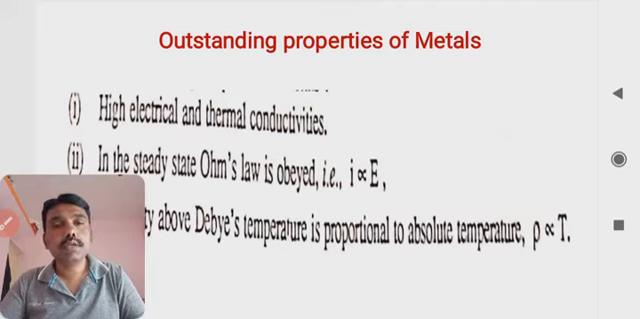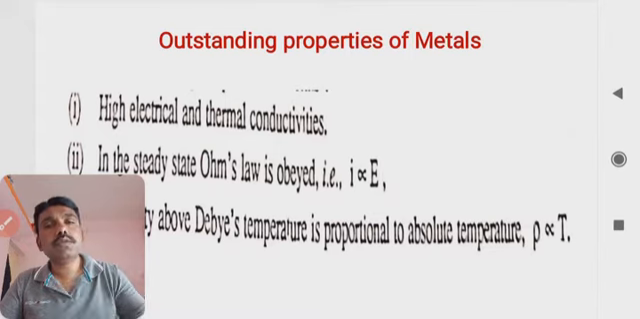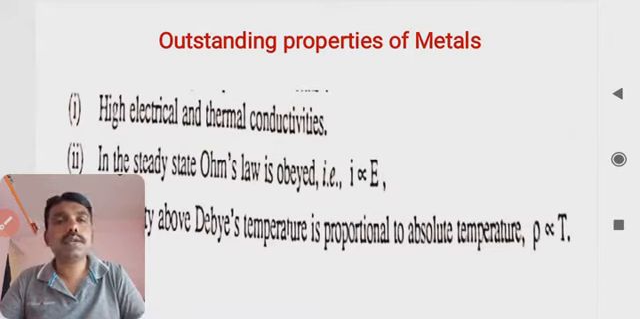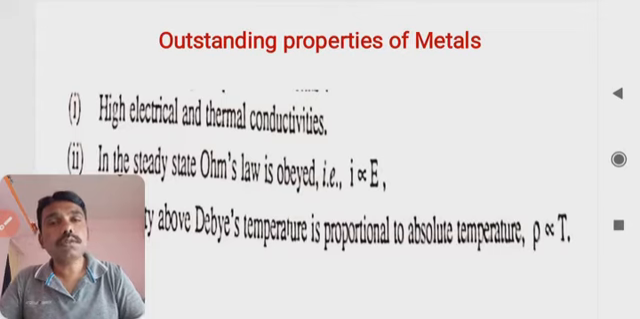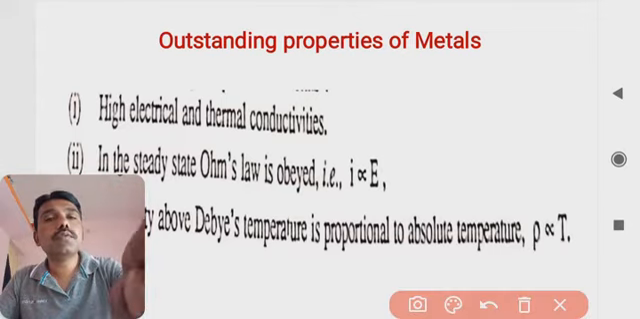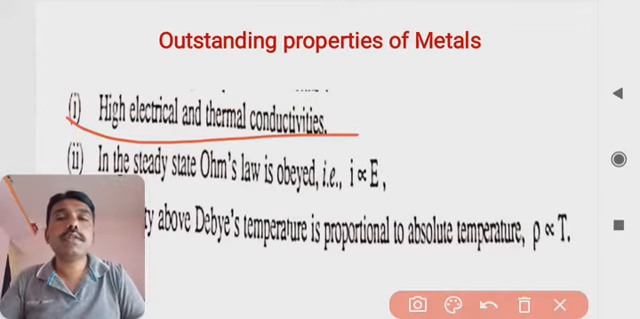Electrons can transfer through metals very easily, and not only electrons, but also thermal energy is transferred. That is, temperature is also transferred in these metals, and that's why we can say metals have high electrical and thermal conductivity.